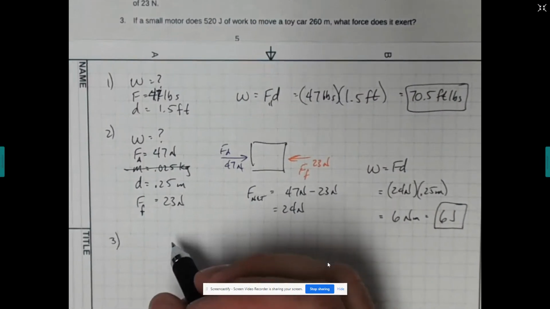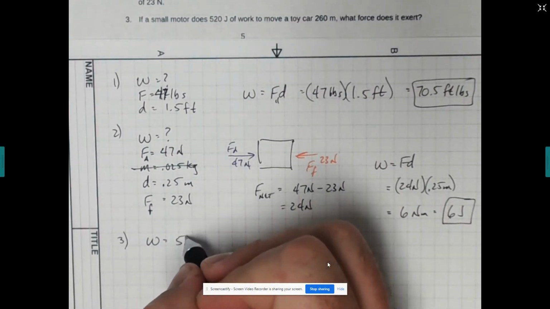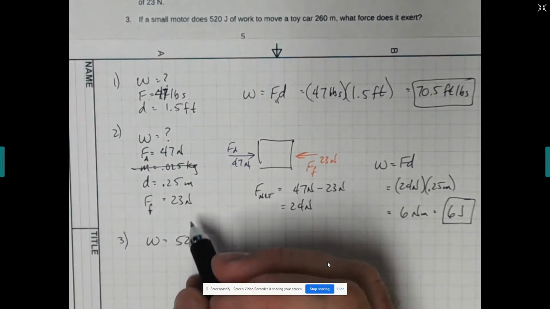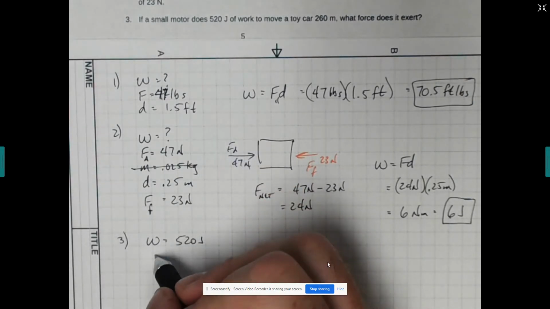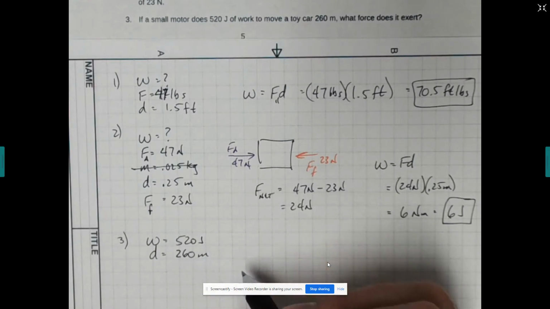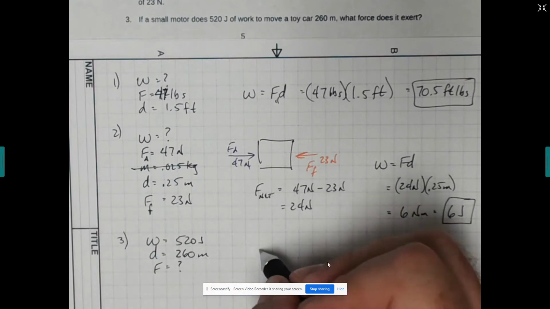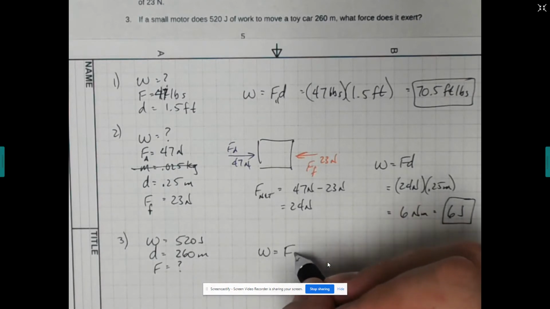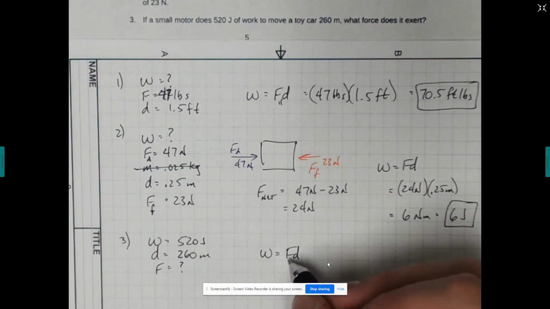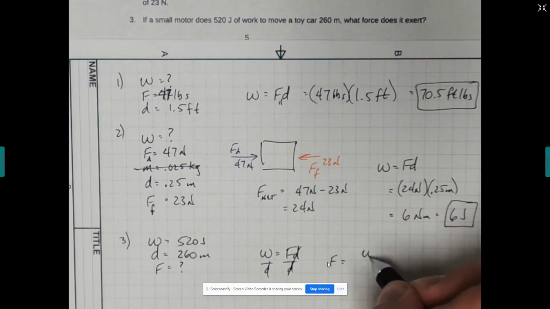Okay, so this next one says if a small motor does 520 joules of work, so now we know the work is 520 joules, to move a toy car 260 meters, so my distance is equal to 260 meters. That's a lot. What force are we looking for? We have the same equation. Work equals force times distance. But now we're solving for force, so we're going to get rid of the distance from each side. And we get that my force is equal to work divided by distance.